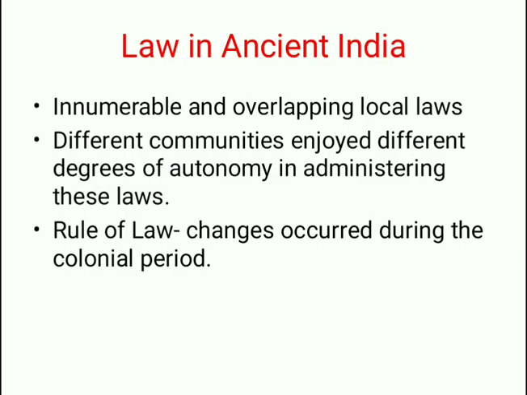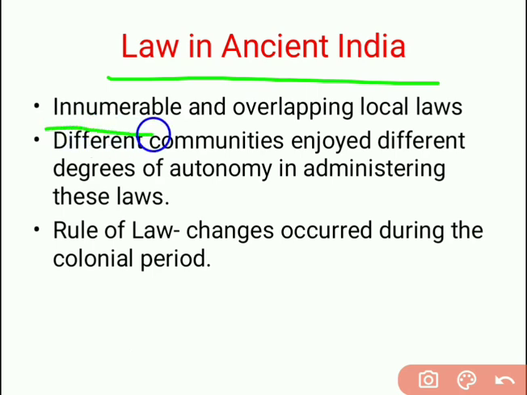Before going ahead, we must look back to the past. What was the formation of law in ancient India? At that time there were innumerable laws, but these were overlapping local laws. How? There were many regions, many people, many kingdoms, and many authorities.